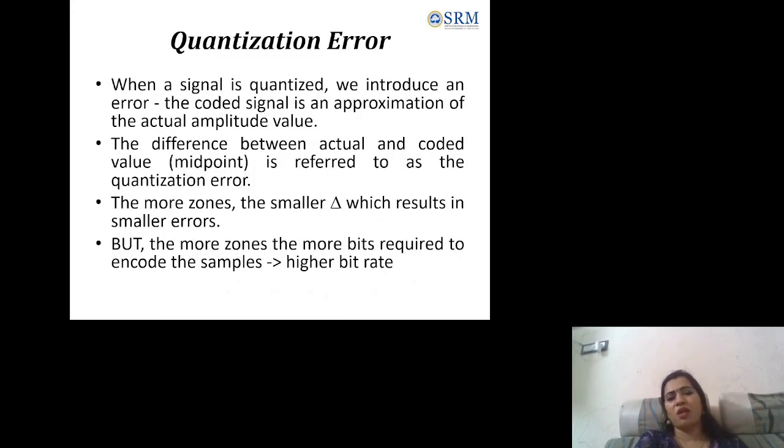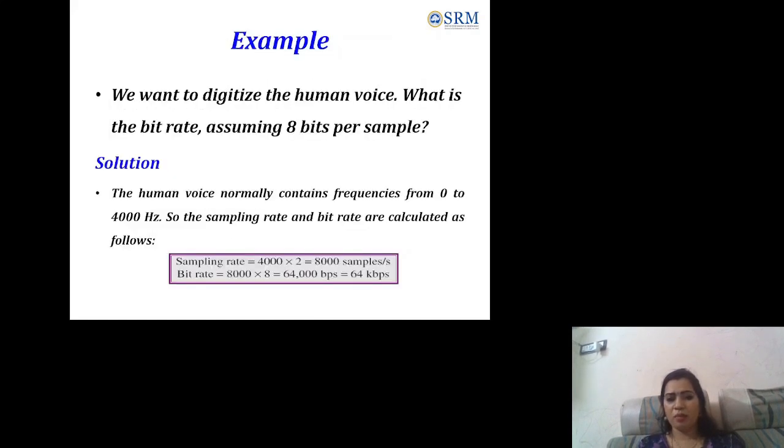Now we'll discuss what we mean by quantization error. Quantization error is the difference between the actual and the coded value. When you quantize a signal, it will introduce an error, so the coded signal is an approximation of the actual amplitude value. If there are more zones, the delta value is smaller, which results in smaller error. But if there are more zones, more bits are required to encode the samples, so it leads to a higher bit rate.